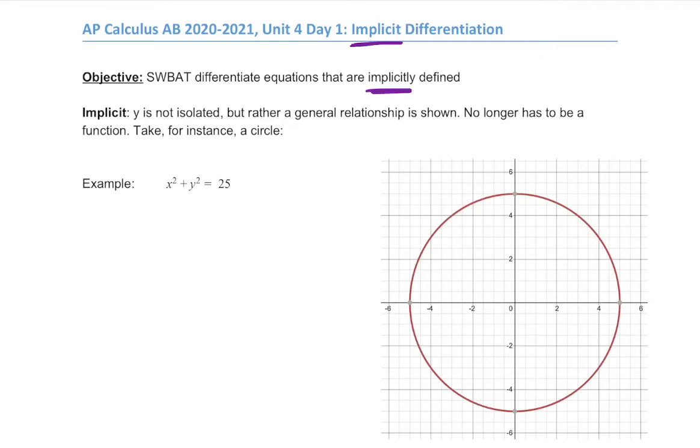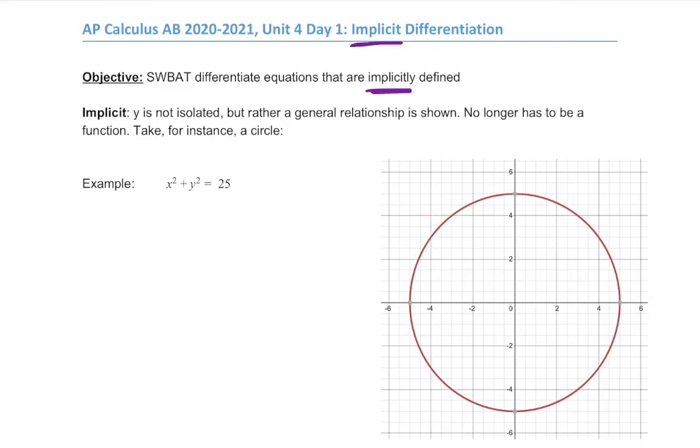An example of this would be a circle. We cannot write an equation that describes a circle that is solved for y. The reason is it's not a function, right? We have multiple x values for single y values. So this is an example of a case where you might need an implicit equation.